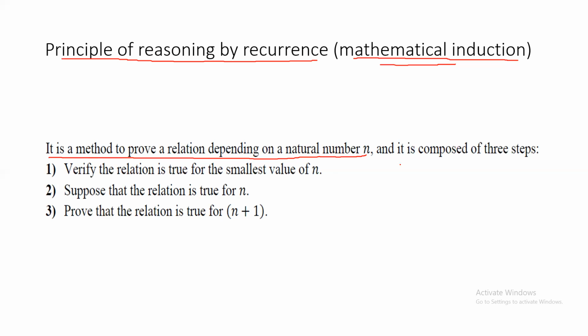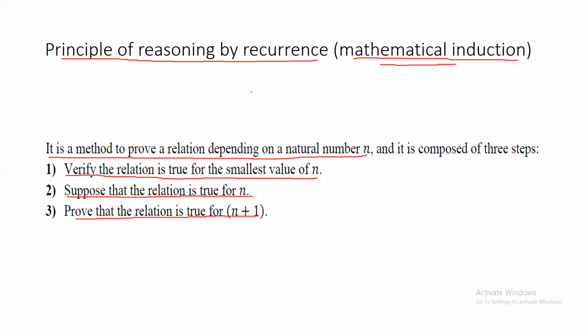This method is composed of 3 parts. Verify that the relation is true for the smallest value of n. Second step, we suppose that the relation is true for n. And third step, prove that this relation is true for n plus 1.